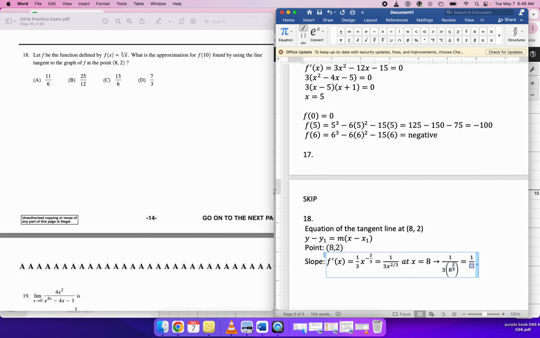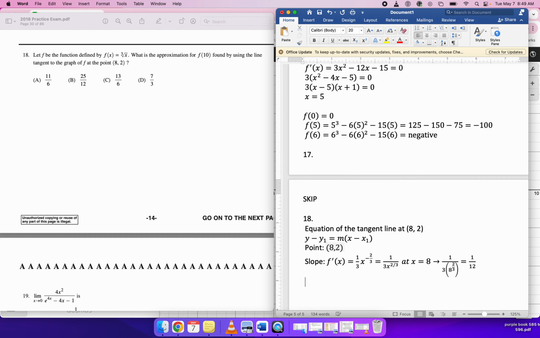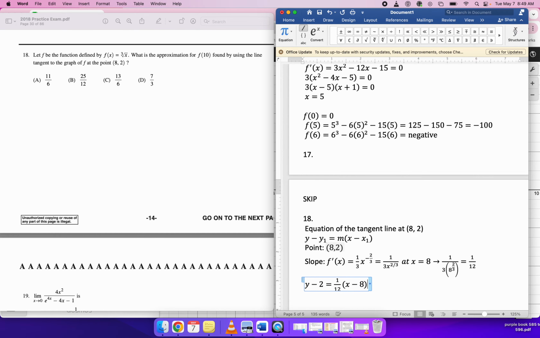So that's, you can either square 8 and get 64, then take the cube root, or you can take the cube root first, then square. It's actually easier that way. Cube root of 8 is 2. Square that, you get 4 times 3 is 12. So 1/12. So the equation of my tangent line is y minus 2 equals 1/12 times x minus 8.